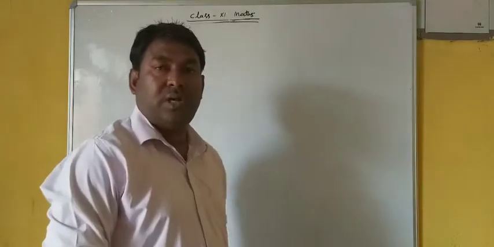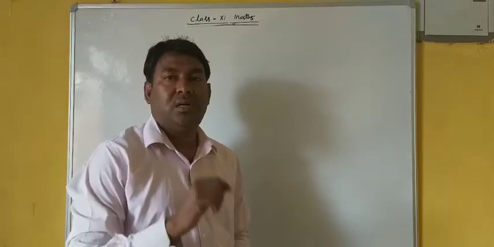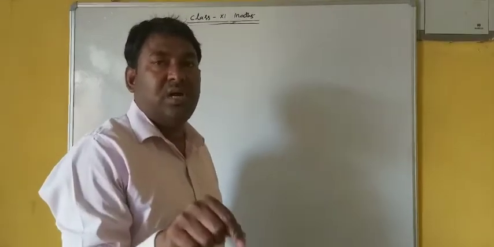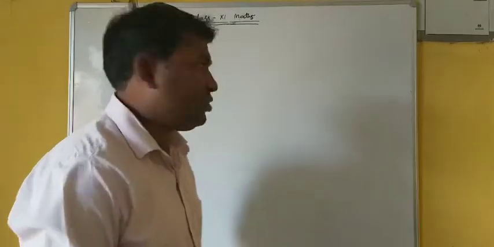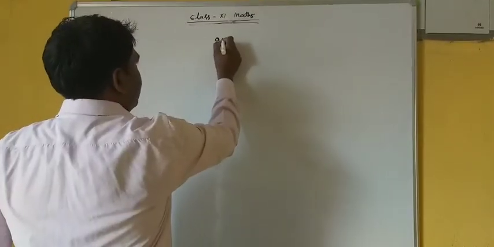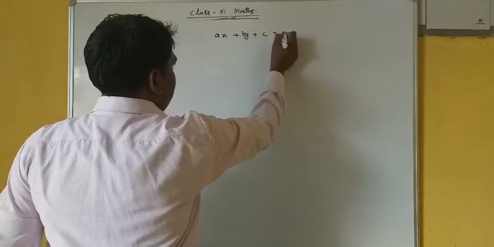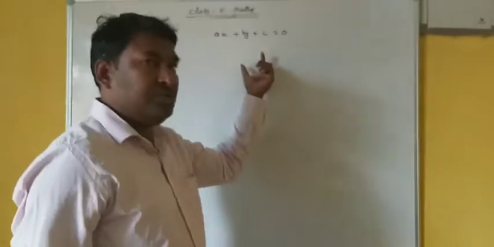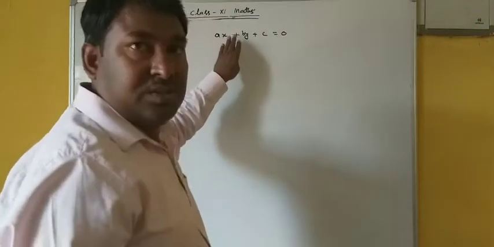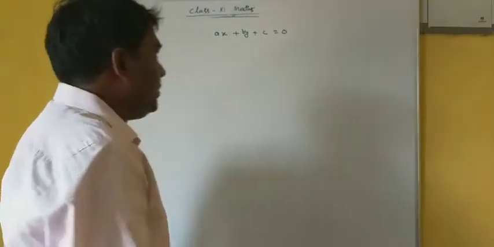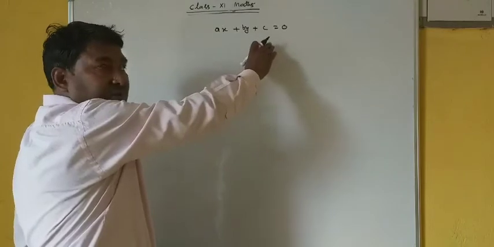Hello students, today I am going to explain how to calculate the distance of a point from a line, or the perpendicular distance of a line from a point. Let there be a general equation of a line, ax plus by plus c is equal to 0. As you know, in my previous lecture I explained the general equation of a line: ax plus by plus c is equal to 0. This is the general equation of a line.